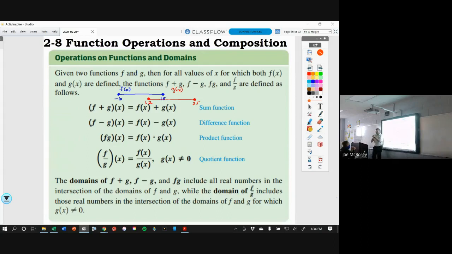Now let's talk about the composition. Let's talk about adding f and g together, or subtracting them, or multiplying them. Okay? The domain is the intersection.